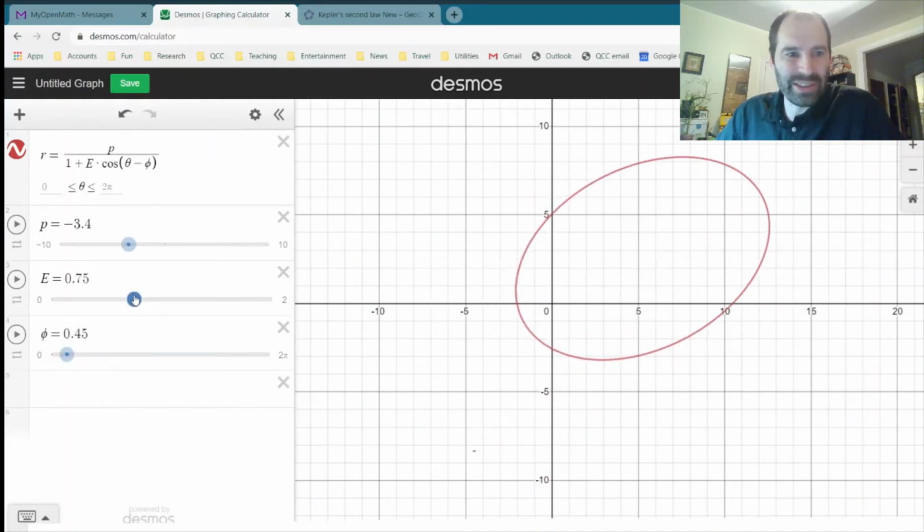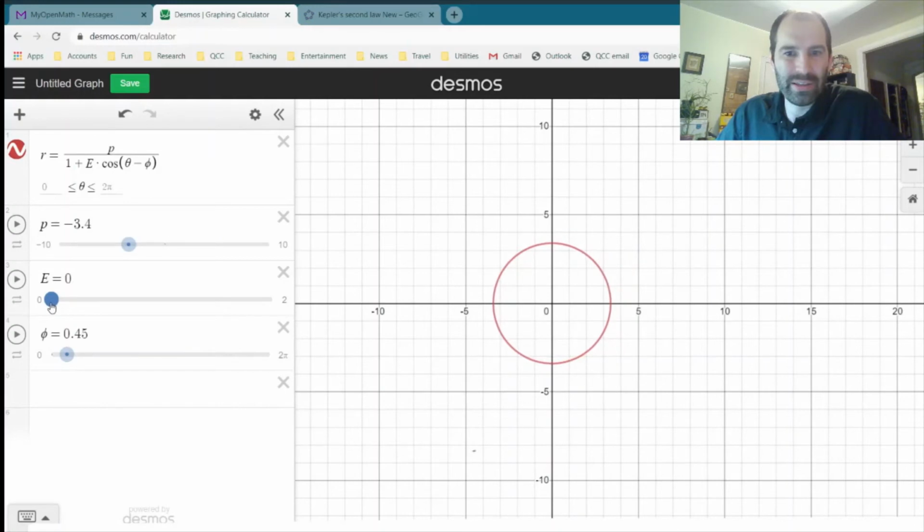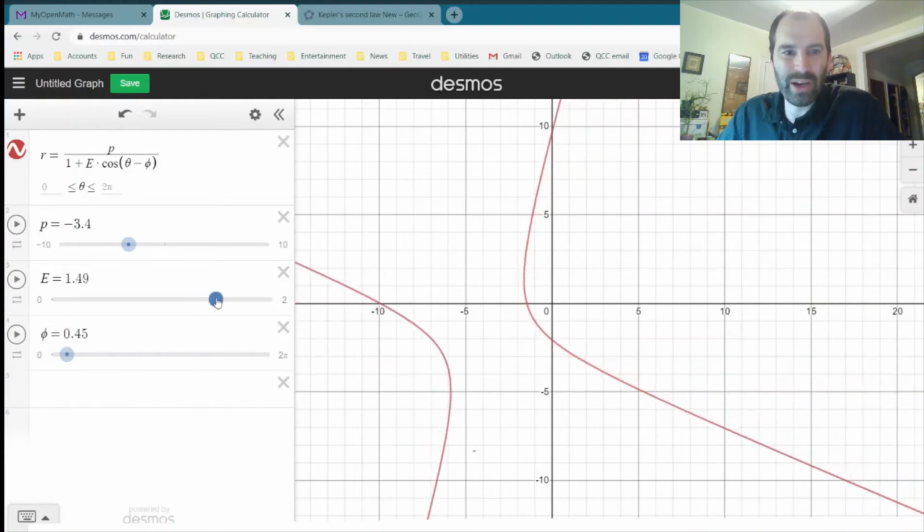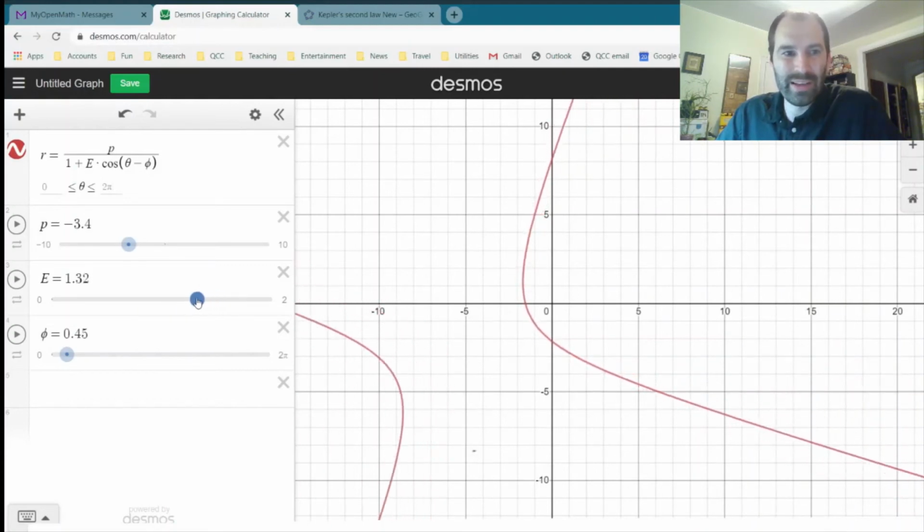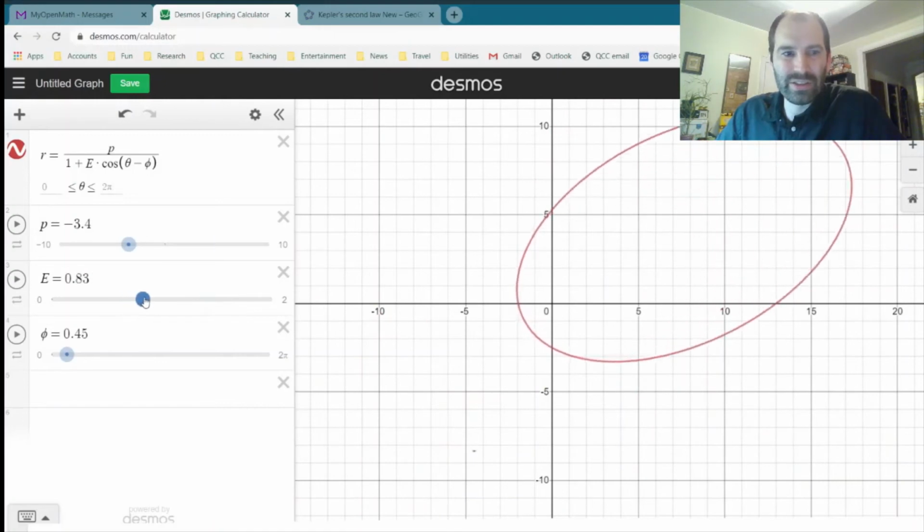Well, this is interesting. So look at this. As e approaches 0, look at that. It becomes a circle. So when e is 0, it's a circle. When e is between 0 and 1, it's an ellipse. But what happens when I go past 1? Look, it becomes a hyperbola. Right? So why is that?